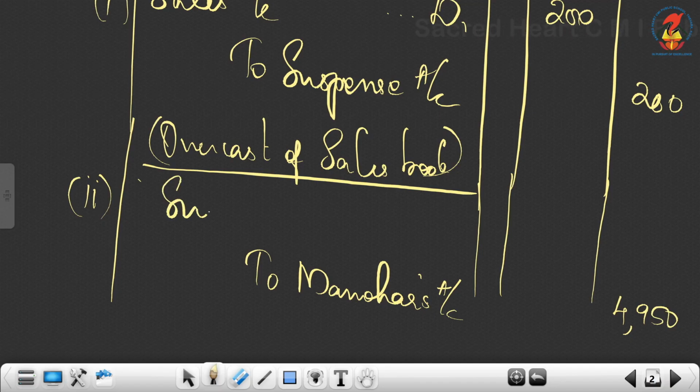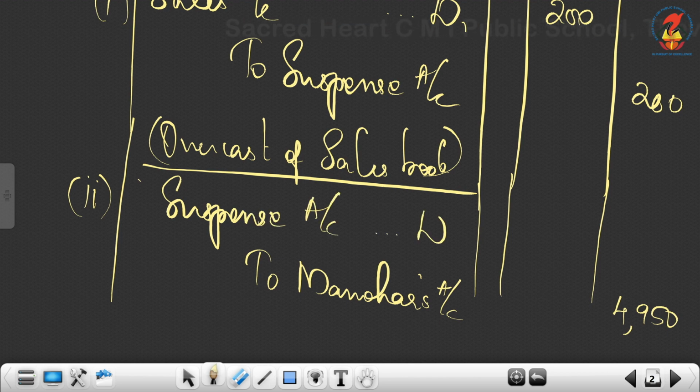So what will you debit here? The suspense account you will have to debit. So it is suspense account debited to Manohar's account, 4950.